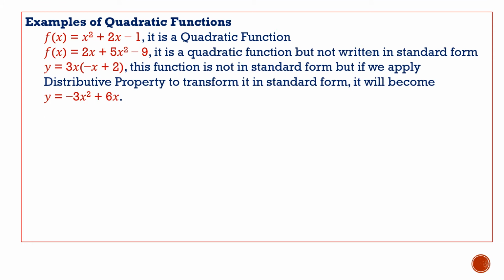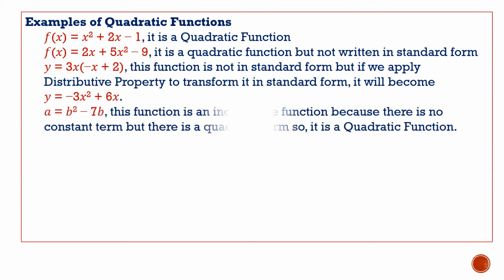Another example, we have y is equal to 3x times quantity negative x plus 2. This function is not in standard form, but if we apply distributive property to transform it in standard form, it will become y is equal to negative 3x squared plus 6x.